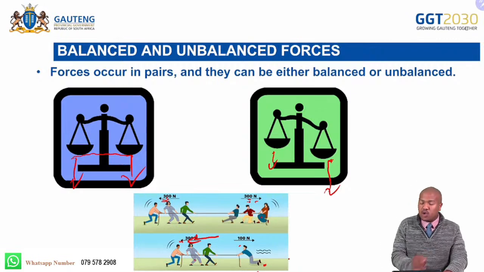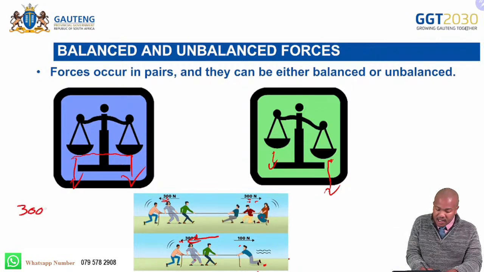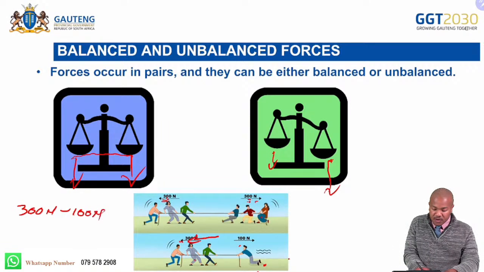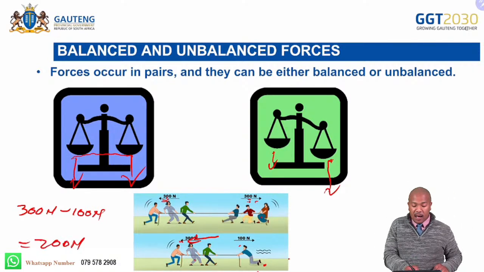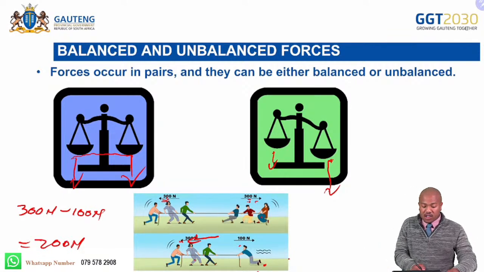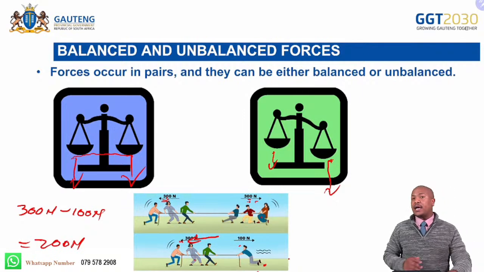So if we were to calculate this, what would we do? We said that 300 newtons minus 100 newtons will give us 200 newtons. So meaning these ones are pulling now and having 200 newtons of force to the left-hand side.